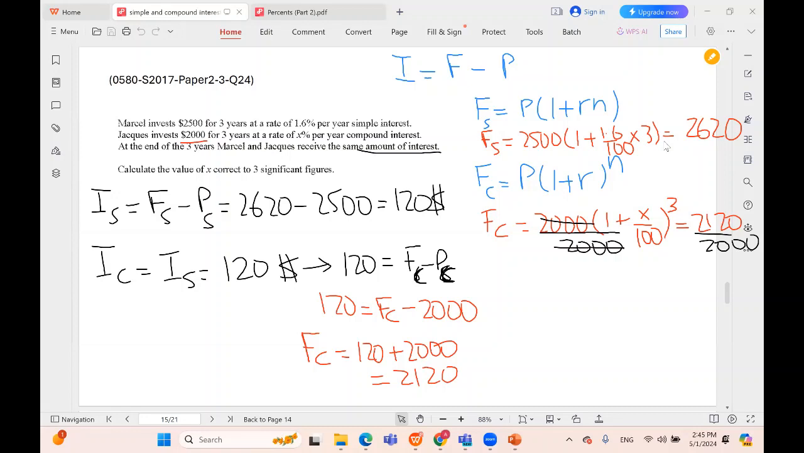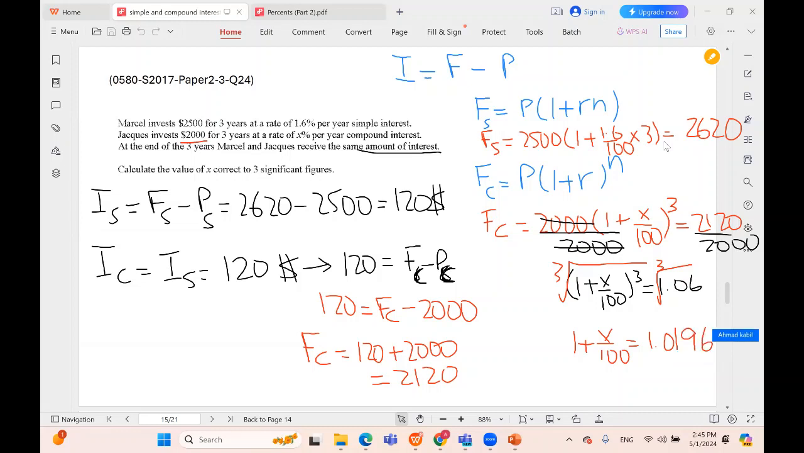And we get 1.06. So 1 plus x over 100 to the power of 3 equals 1.06. Now we can take the cubic root on both sides to remove the power. So the cubic root of 1.06 is 1.0196, whatever. So 1 plus x over 100 equals 1.0196. We can subtract 1 from both sides, or take this to the other side as a negative.